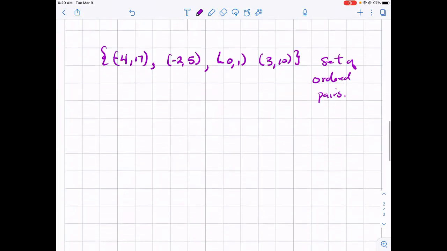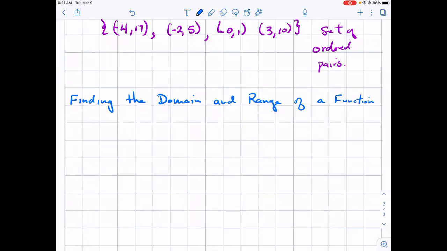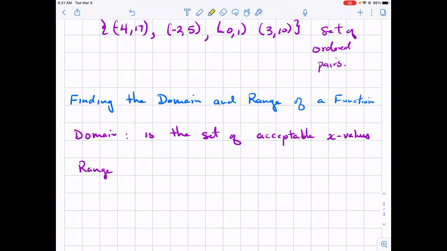Now also what we want to look at is how do you find the domain and range of a function? So as a reminder, right, when we speak of domain, domain is the set of acceptable x values. And the range, keep in mind we say a set, right? It's a collection of numbers, and that's why we write it as an interval.